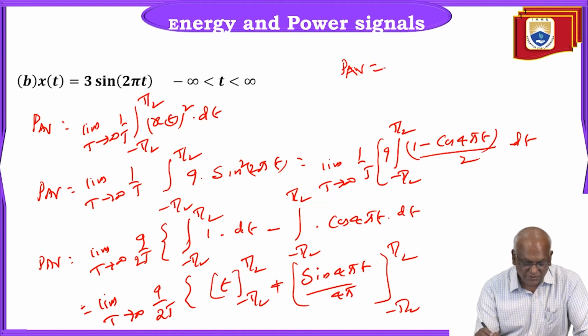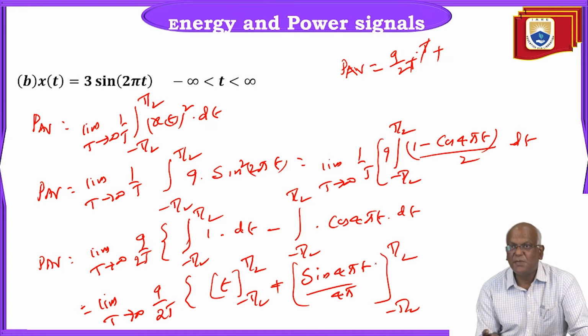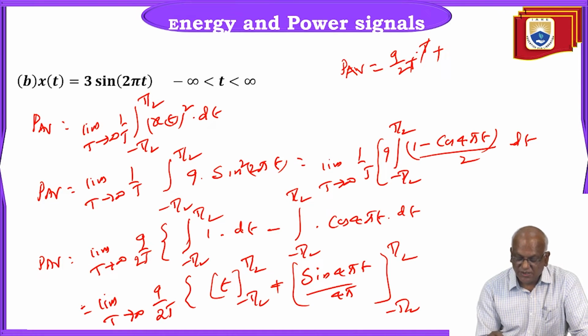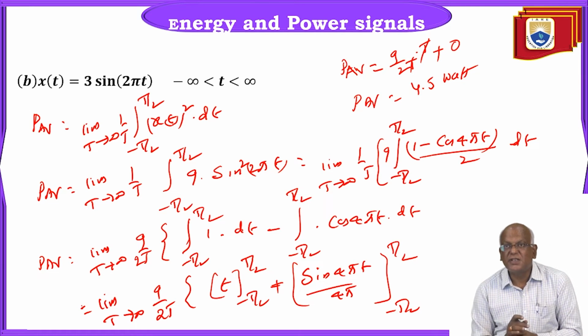The average value is given by 9 by 2 t. The t will become cancelled, plus the sine term. Substituting the t value, t equals 2, it becomes 2 pi, sine 2 pi t. The multiple of 2 pi, sine 2 pi value equal to 0. That's why the second term becomes a 0 value. So P average becomes 4.5 watts. This is for the power of the given signals.